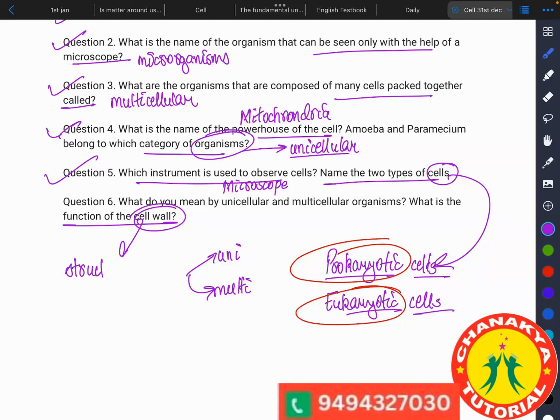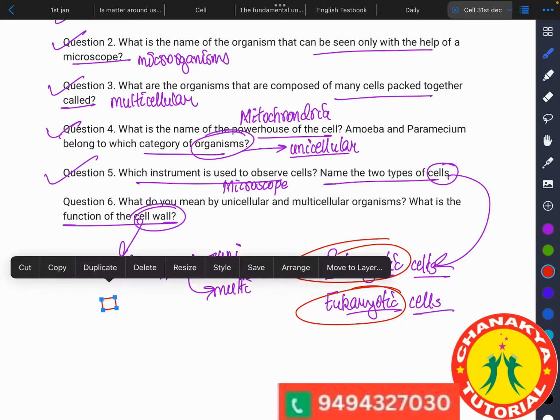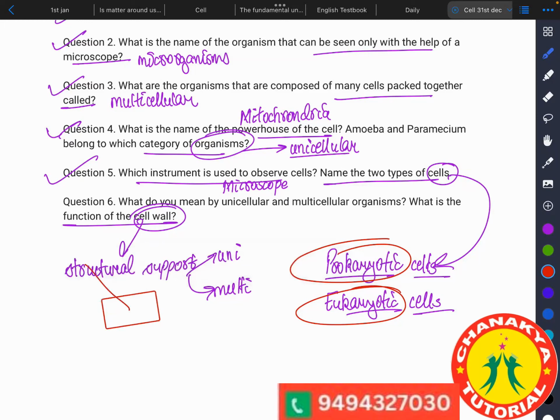Sir, it also protects the inner part of the cell, right? It gives structure to the cell and also protects the inner parts of the cell. That is itself a structural support. So why am I saying that the cell wall provides structural support?